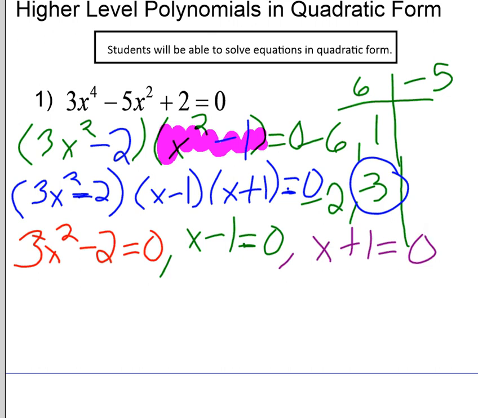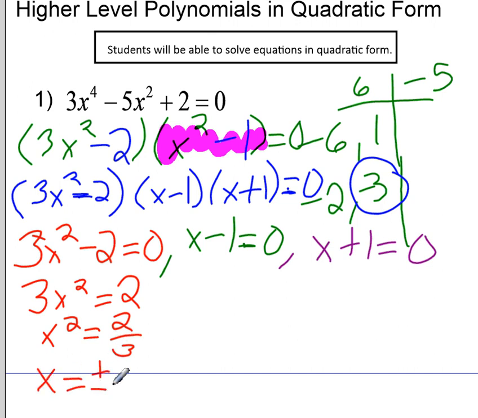All right. My first equation in red is a quadratic equation. This can be solved using the square root method because there's no b, okay? If there is a b, then you'd have to choose another method. But this is very easily solved using the square root method. I'm going to isolate the square first. Then take the square root of both sides. Okay, so I've got positive and negative square root of 2 over 3.